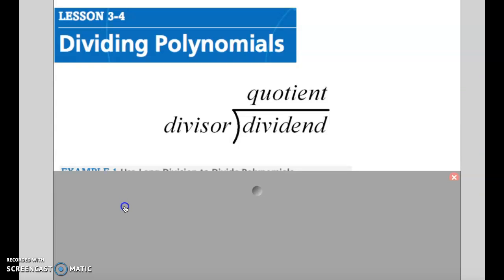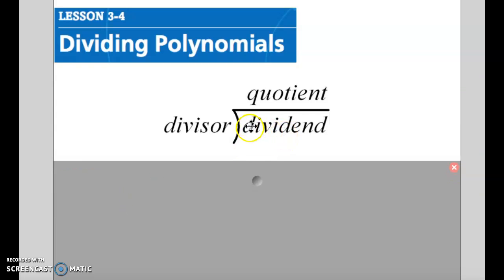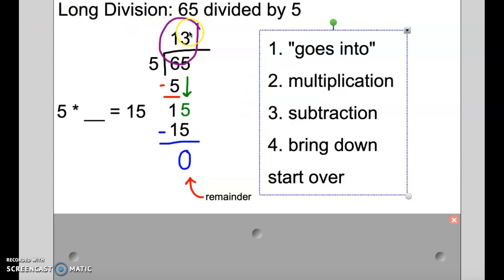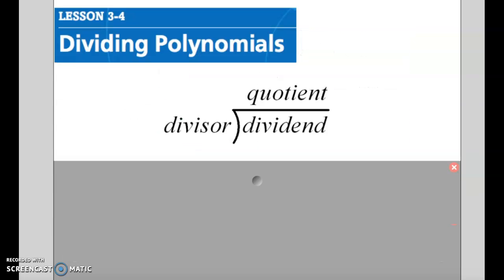So let's get some vocab going here. The number under the division symbol is called the dividend. The number I'm dividing into the dividend is called the divisor. And then my answer, that's what gets written up top here, the quotient. So here, the quotient was 13. That's my answer to a division problem.